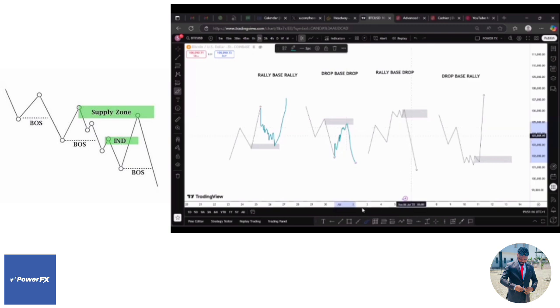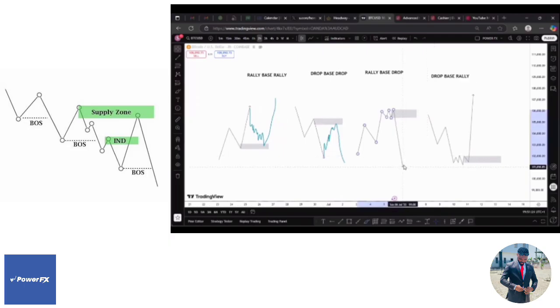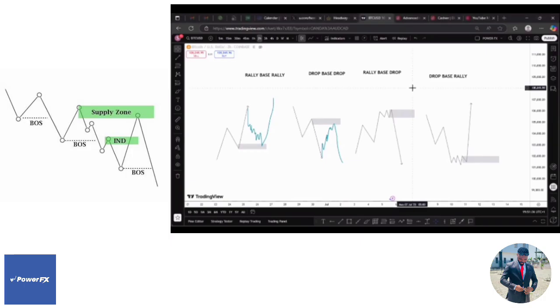Why this? If you don't know what this is, trading the market in the opposite direction simply means you are doing a counter trend kind of trading. You're trying to trade the market in the opposite direction after it gives you your shift of structure, change of character, and all of those things.